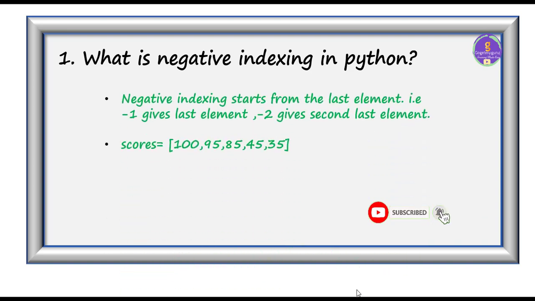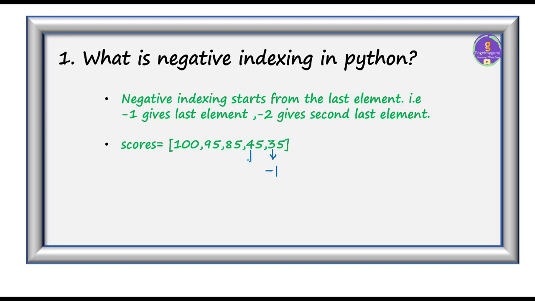Negative indexing starts from the last element, that is -1 gives the last element and -2 gives the second last element. So here scores is a list. From where in this list does negative indexing start? Negative indexing always starts from the reverse side. The list is ending at 35, so 35 will be the start of the negative index, that is -1.